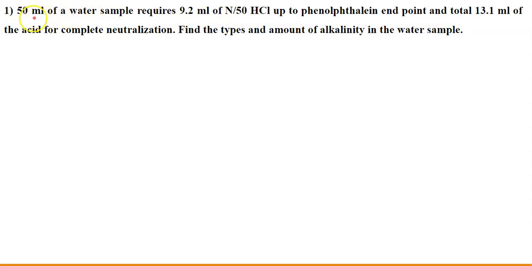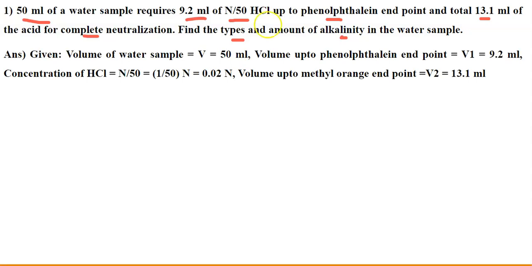This is the question: 50 ml of water sample requires 9.2 ml of N/50 HCl up to the phenolphthalein endpoint and a total of 13.1 ml of acid for complete neutralization. We have to find the types as well as the amount of alkalinity present in the water sample. Let us first note down what is given here.